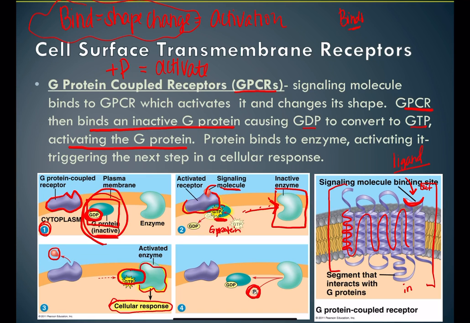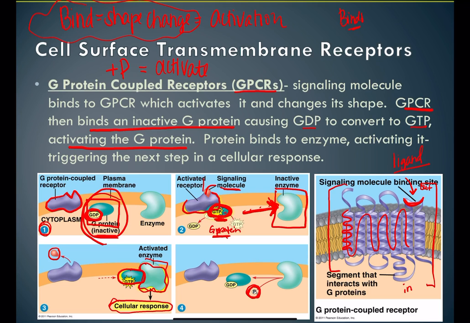So the G protein coupled receptor in the cell membrane: the signaling molecule binds to it, which activates the G protein coupled receptor, which is going to bind to the G protein. The G protein gets phosphorylated, turning GDP into GTP, which activates the G protein. The G protein will then go on to activate this enzyme. And once that enzyme gets activated, it can go do something else and elicit a cellular response.